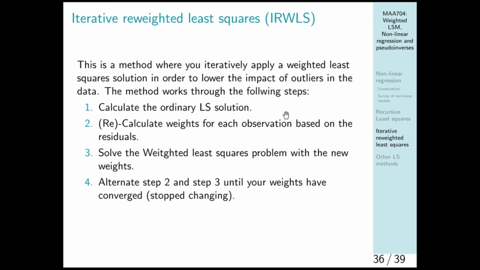We calculate ordinary least squares. Then, based on the residuals that we get, we calculate the proper weights for each observation. We solve the weighted least squares problem with the calculated weights. And what we do now is alternate these steps, like recalculate based on the residuals and solve the problem again until the weights converge. What does converge mean? That they stop changing. If you do one step and get the same weights that you had in the previous step, we are done, and those are the proper weights to handle outliers.